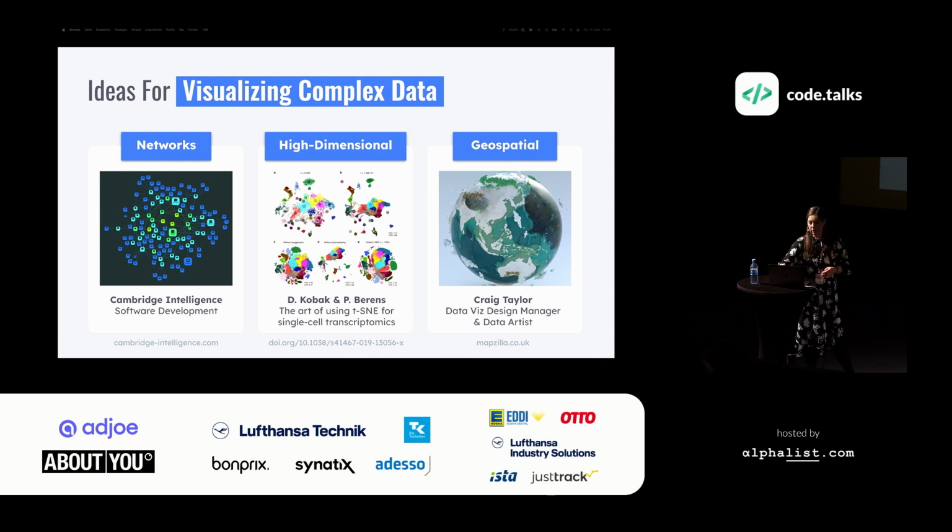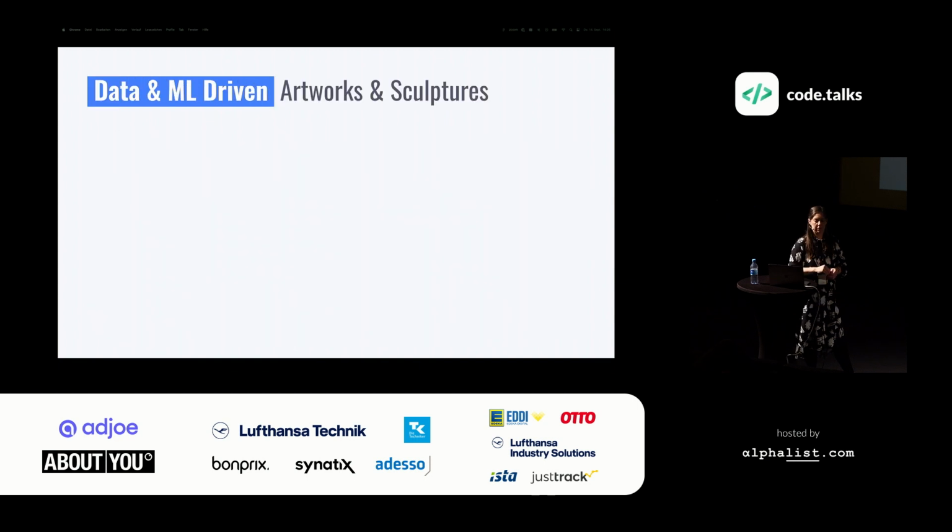And this is a really good segue to my next topic, which is, and probably also last, data and machine learning driven artworks and sculptures. So far, we have been focused a lot on how data can make us more effective and efficient, and how we can solve our business problems with it. But there's also this area which I care about a lot, of appreciating the art of data and just admiring its beauty, playing around, being inspired by it, and looking at it from different angles.